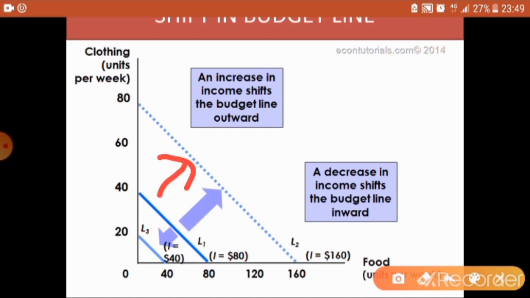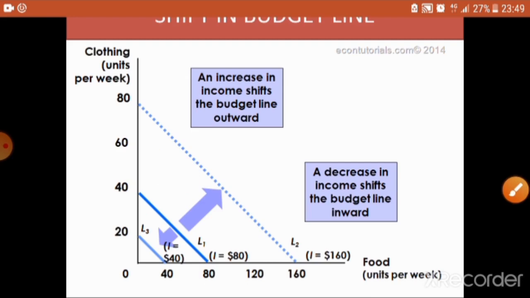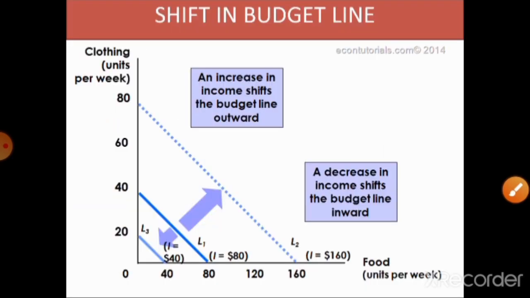At the same time, if the income is less, it will lead to a decrease in the budget line. That means the consumption will be reduced. That shows with these arrow marks. You understand? So an increase in income shifts the budget line outward, and a decrease in income shifts the budget line inward. So that shows the shift in the budget line.